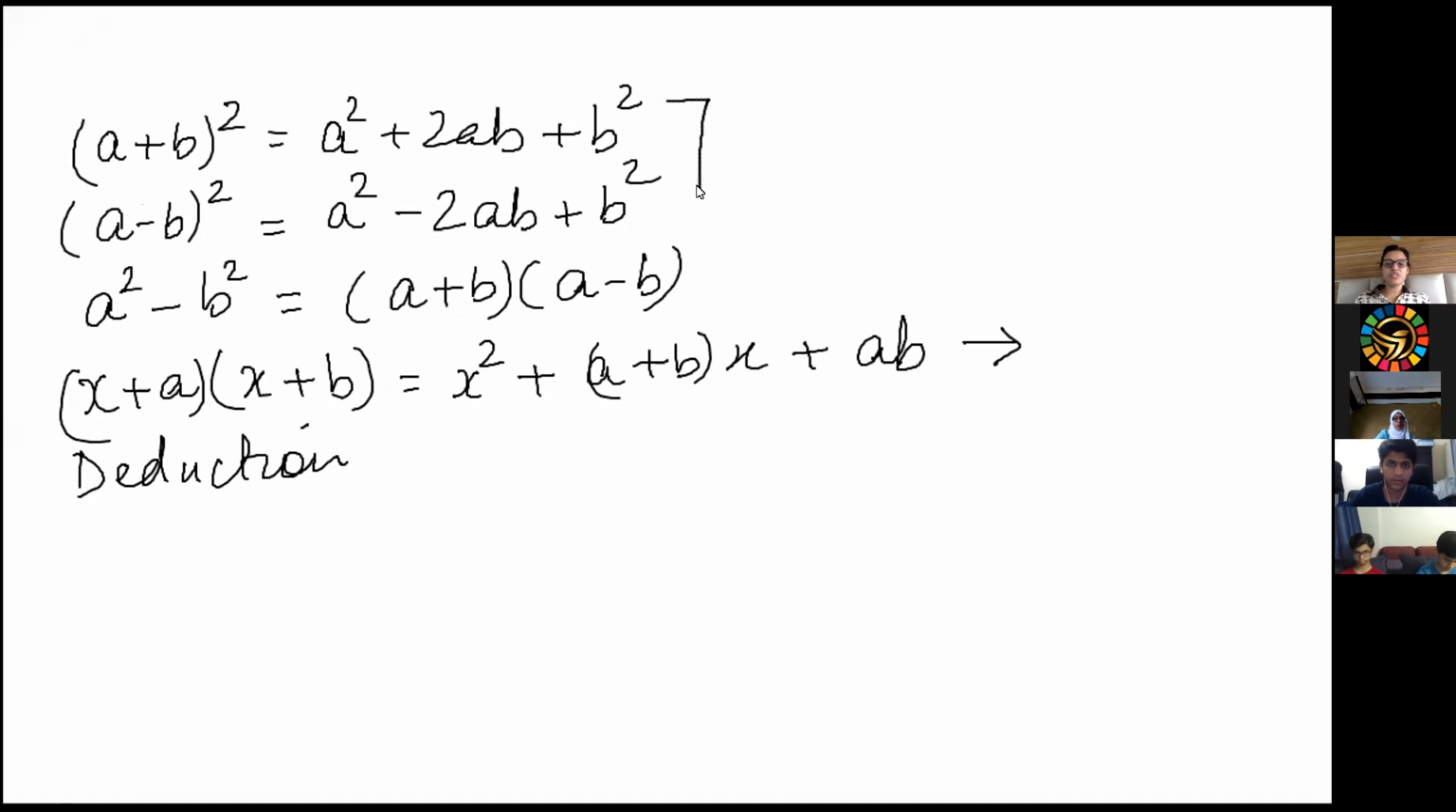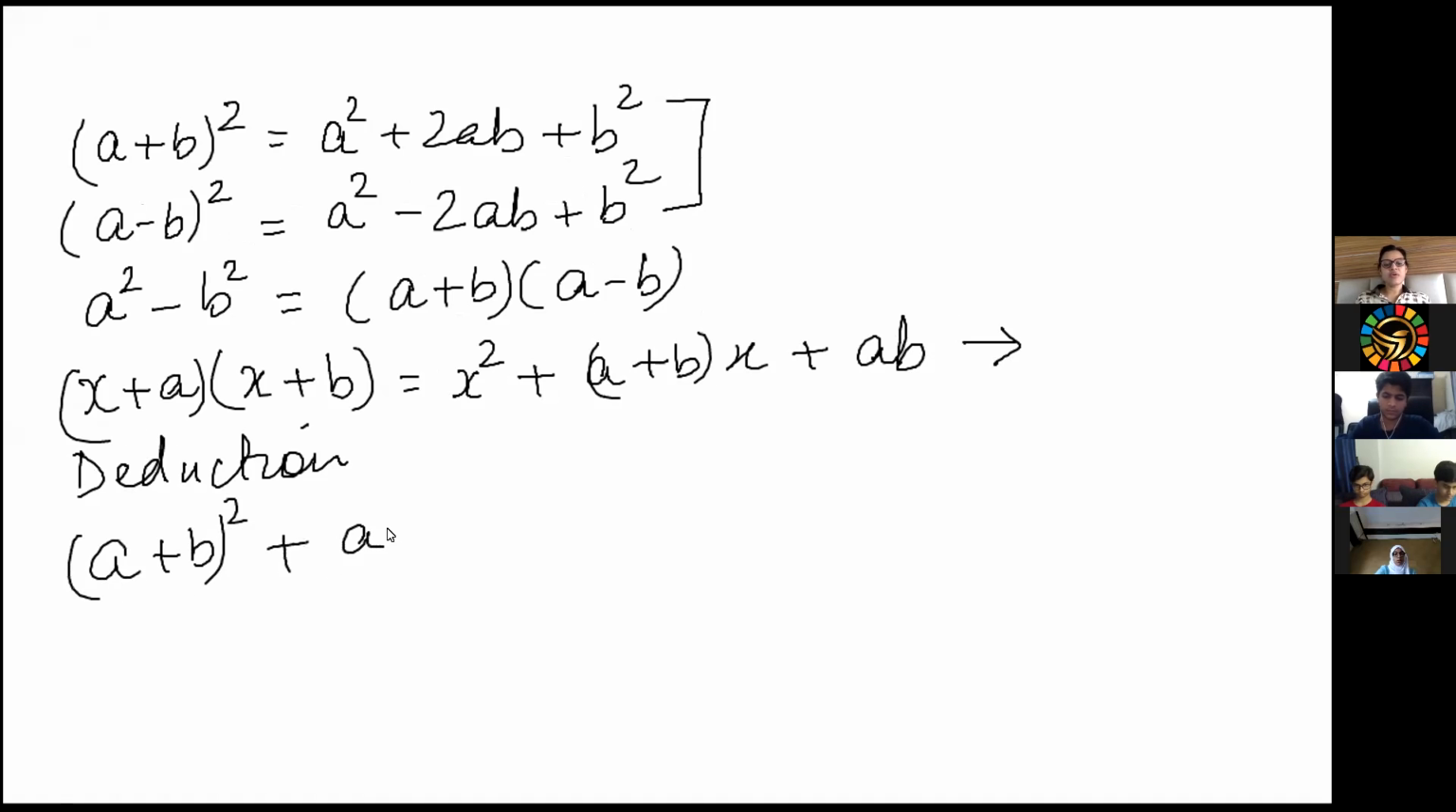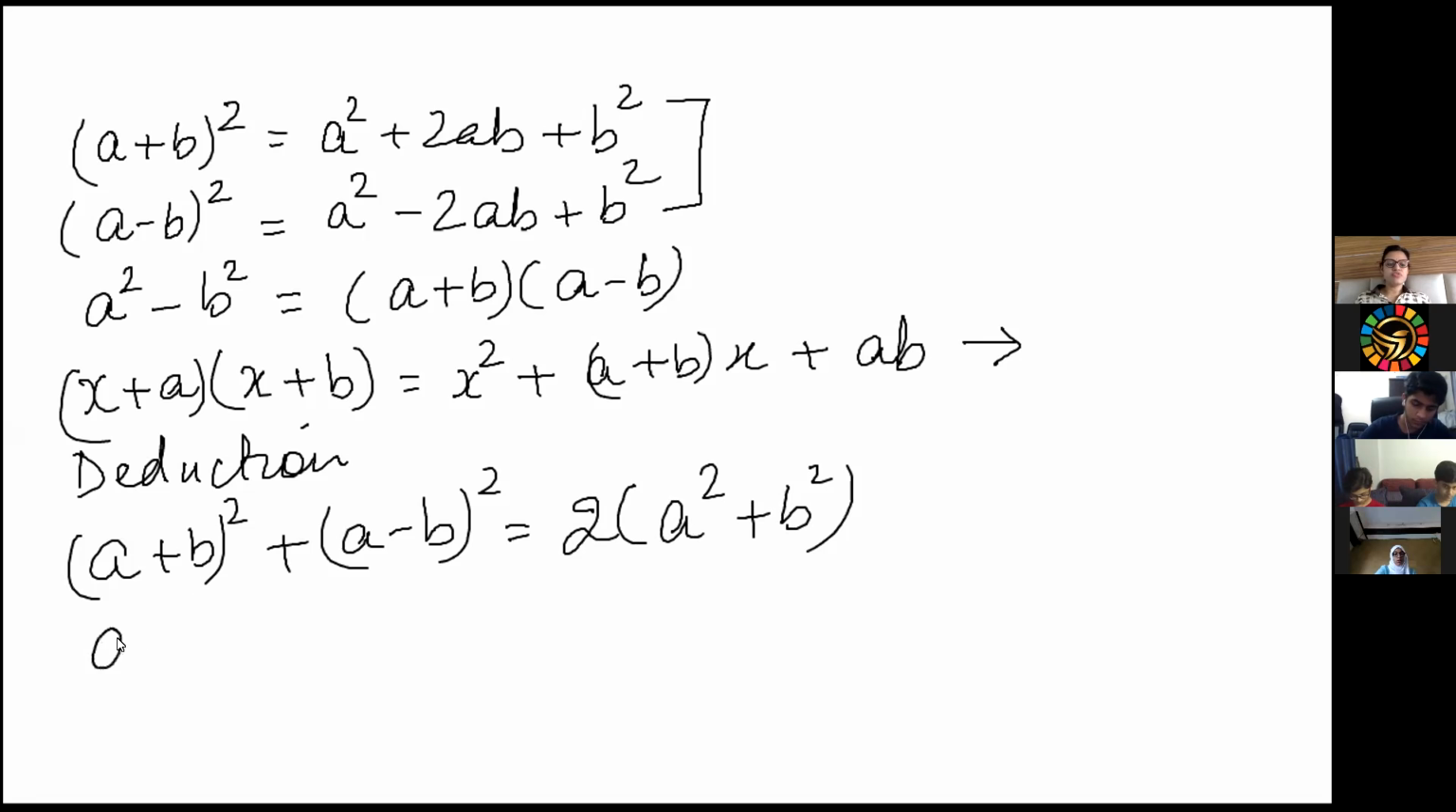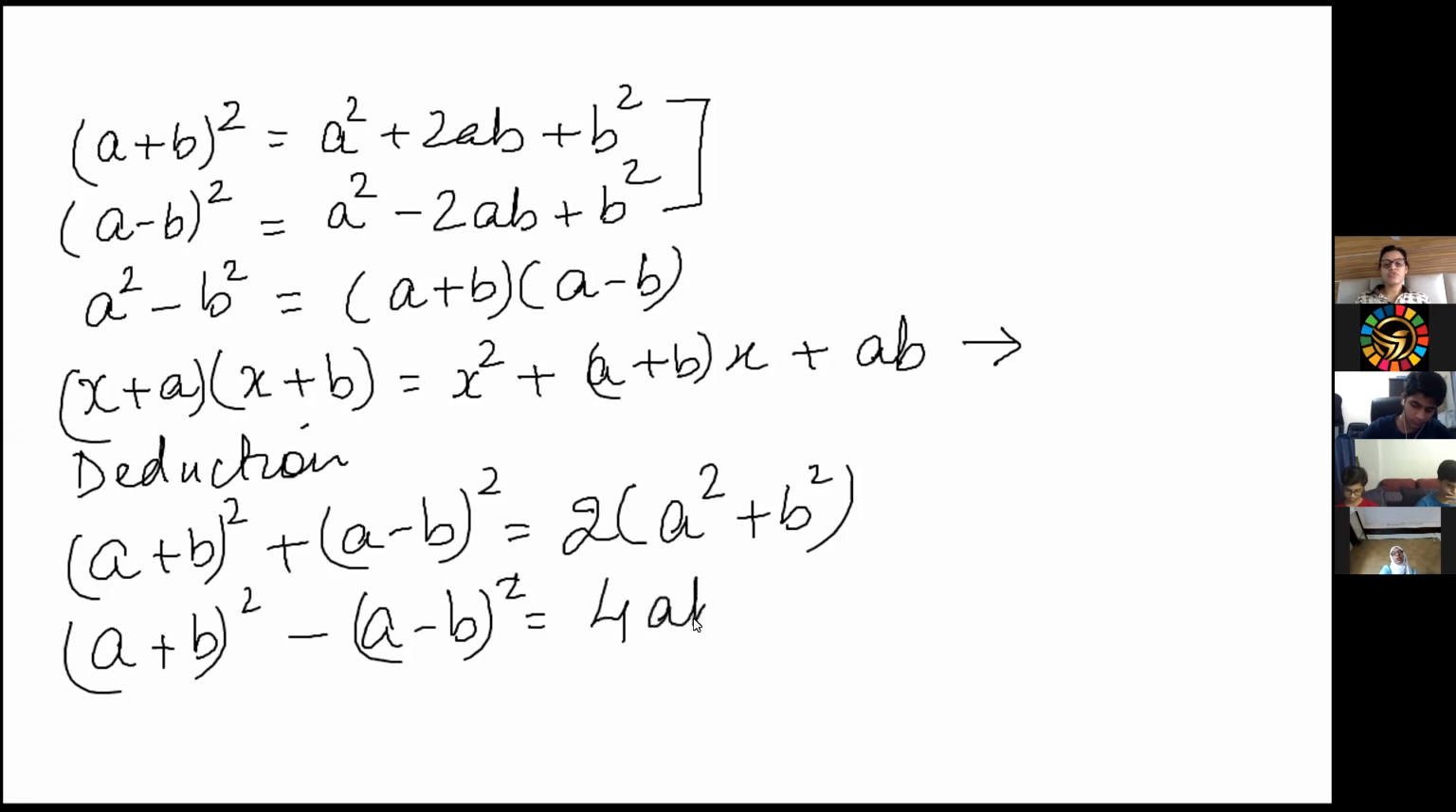Now deductions from these two were also there. What was that? If you add (a plus b) whole square plus (a minus b) whole square, what was the value? Anyone remember? Abdullah, it is 2 into (a square plus b square). And if you subtract (a plus b) whole square minus (a minus b) whole square, this is equal to 4ab. Correct, 4ab.